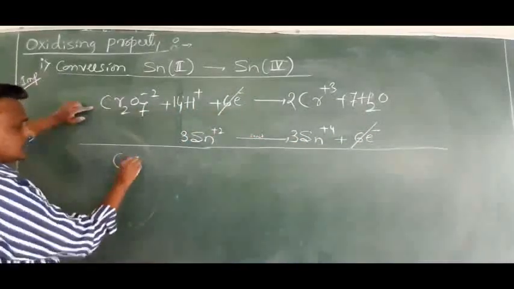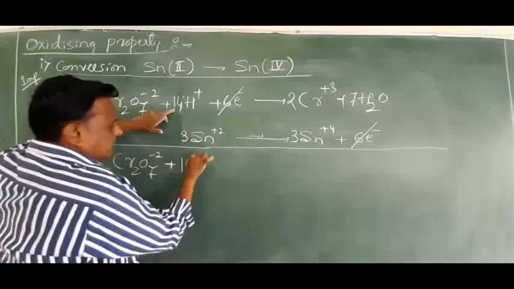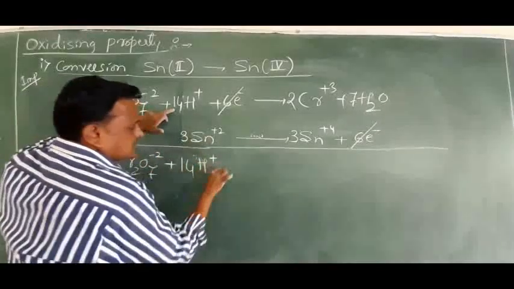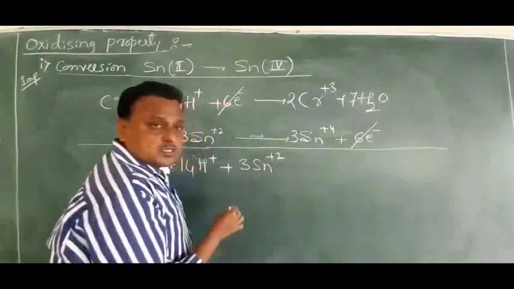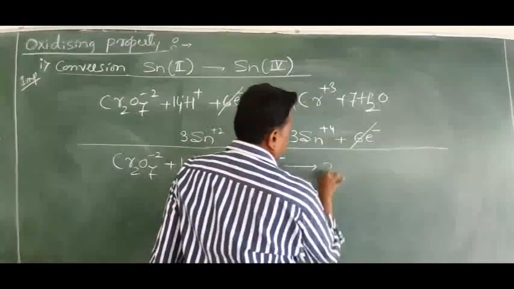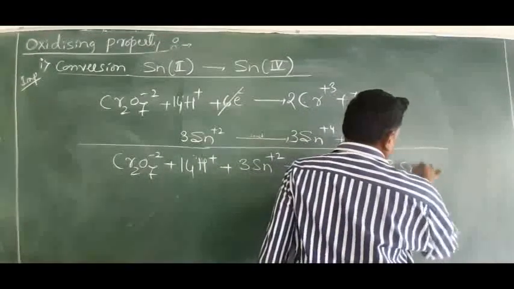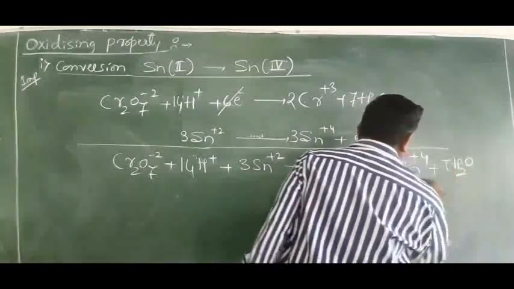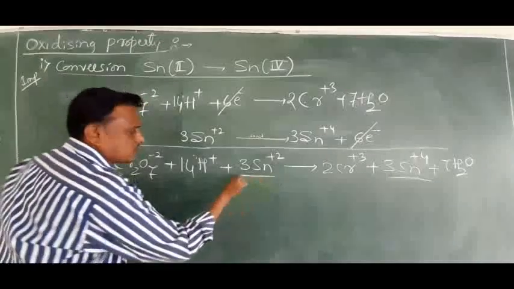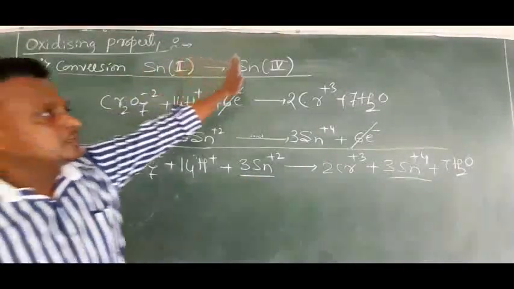And next, Cr2O7 2- and 14H+ and 3 moles of Sn2+ are converted into 2Cr3+ and 3Sn4+ and release 7H2O. This is our target, the conversion of stannous to stannic, or Sn2+ to Sn4+.